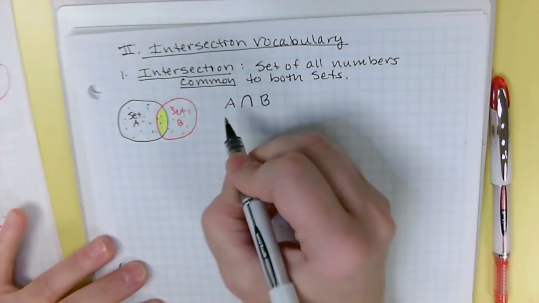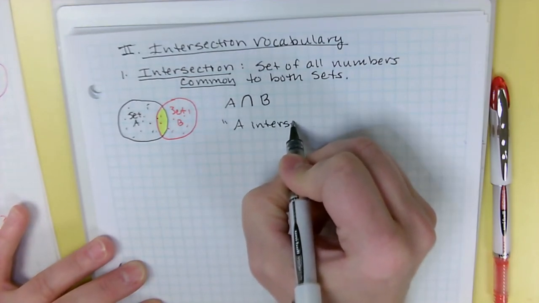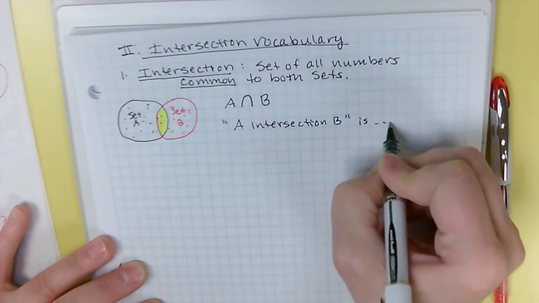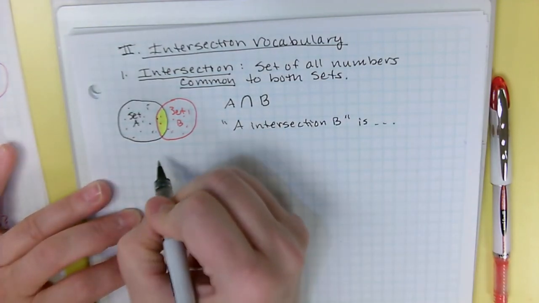And the way you say it is you say A intersection B is, and then you would talk about what it is, but that's how you say it, is A intersection B. Okay, so let's do an example of this.